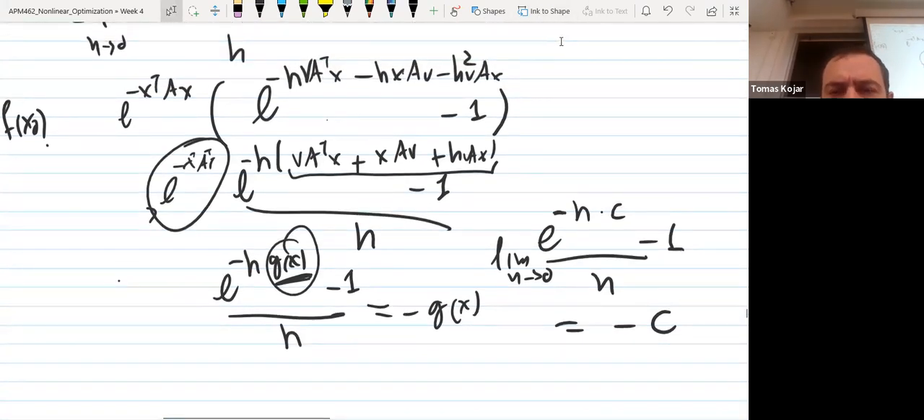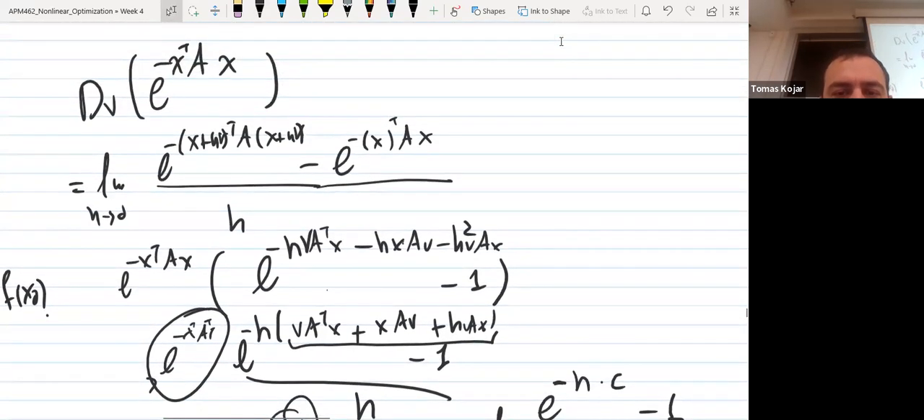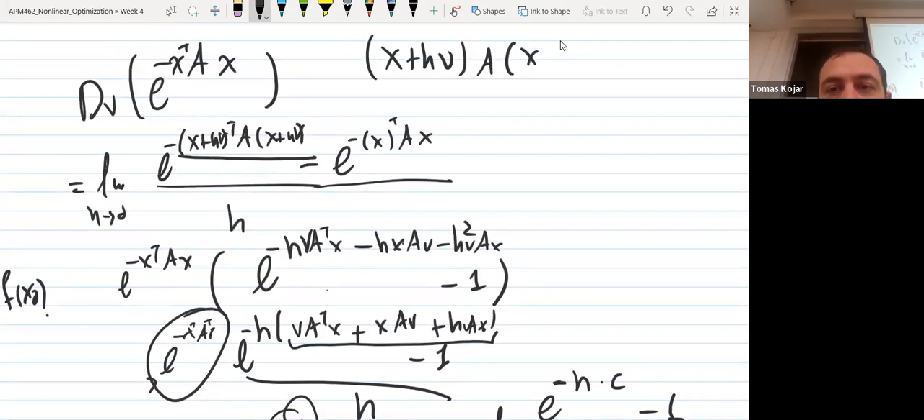Oh, this one is easier than that. What am I talking about? This one, I just opened it up, right? I have (x + hv)^T A (x + hv), and then I just used linearity. And I got 4 terms, right?